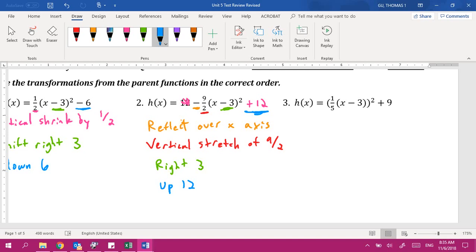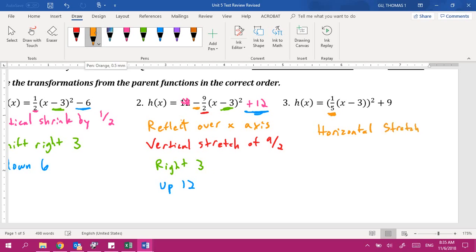And so now let's go on to the last one. The last one might be confusing because you see the double set of parentheses. But remember, you have to have double sets of parentheses when you have a horizontal stretch or shrink and a horizontal shift. So what does this very first 1/5 tell us right there? Horizontal because it's inside parentheses. So it's going to be stretch or shrink.